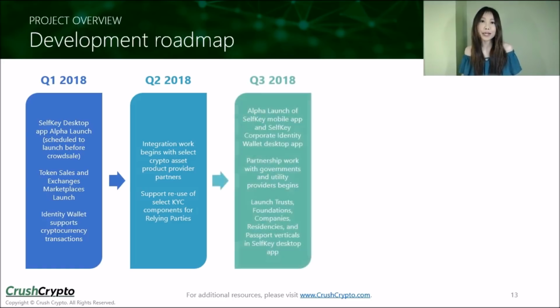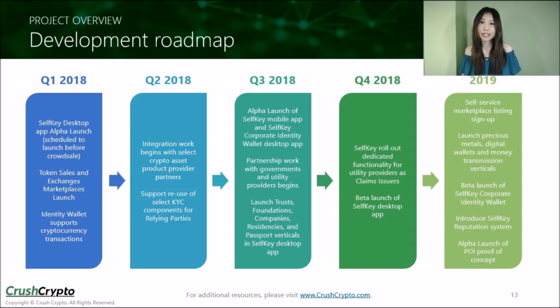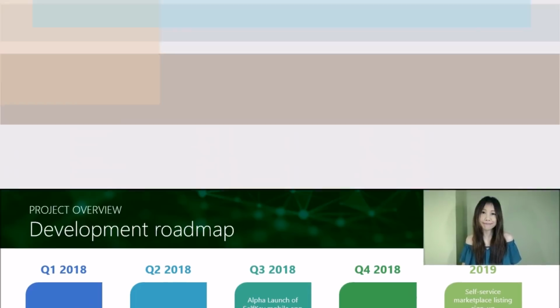In the third quarter, the alpha for the mobile app and the corporate identity wallet desktop app will be launched. Various verticals in the SelfKey desktop app will also be launched. In the fourth quarter, SelfKey will roll out dedicated functionality for utility providers such as claims issuers. And in 2019, more verticals in SelfKey apps will be launched. The beta for the SelfKey corporate identity wallet, including multi-user support functionality, will be released.